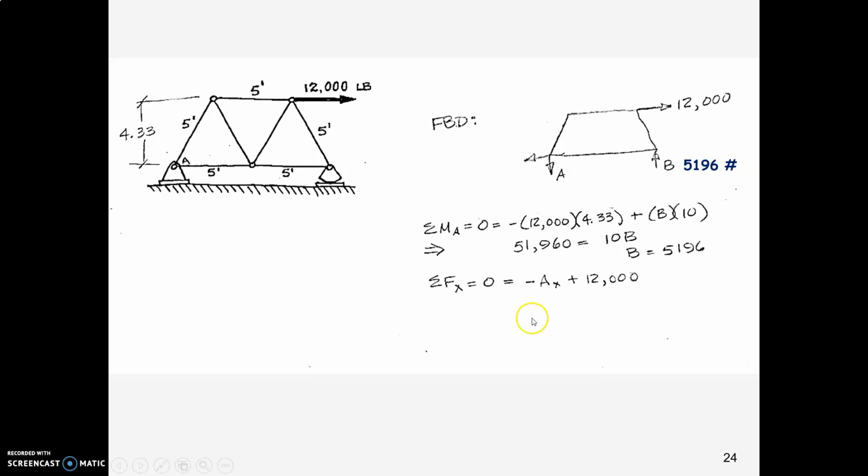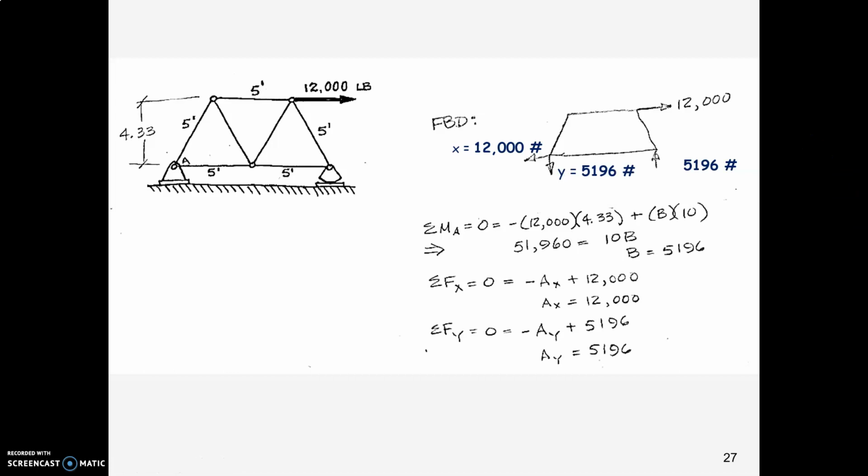And now, if all the forces in the x direction add up to 0, and one x force is going 12,000 in the positive direction, this x reaction in the negative direction must also be 12,000 pounds, so I'll write that there. And finally, all the forces in the y direction add up to 0. What have I got? I've got A coming down and 5196 going up, so A must be 5196 also.